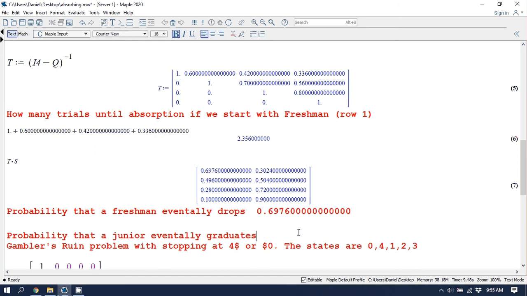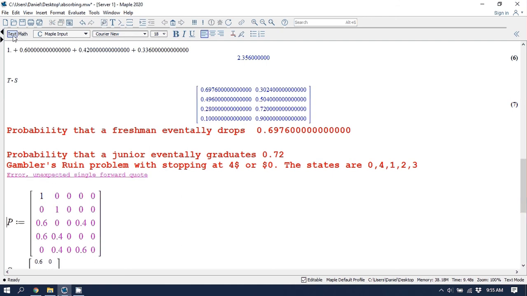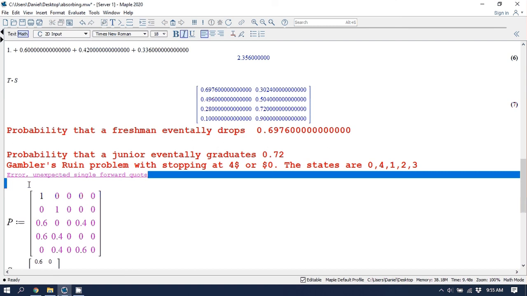I'm doing something weird with Maple, I guess. Let's see. 0.72. All right. My next example. Something is weird with what I wrote here.